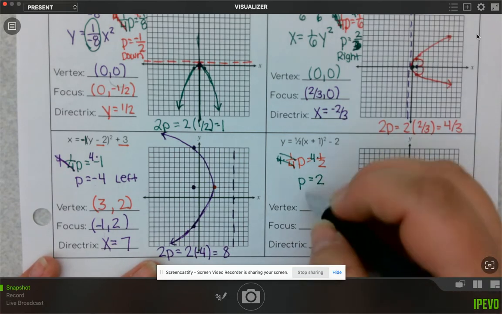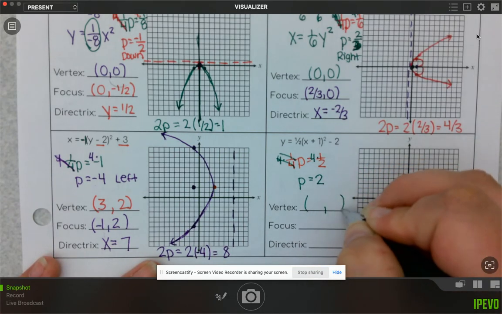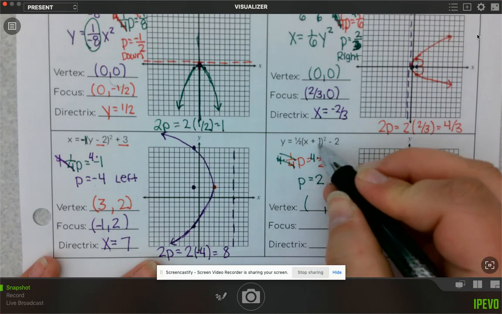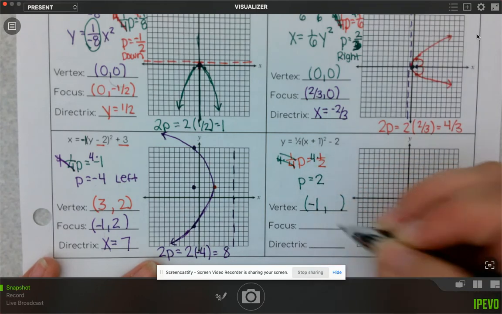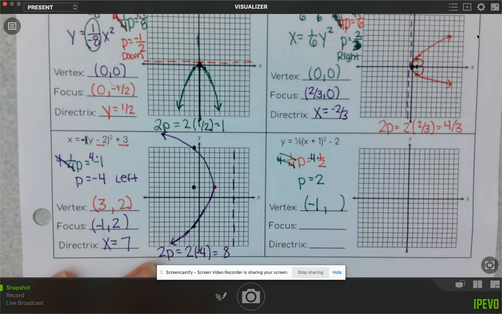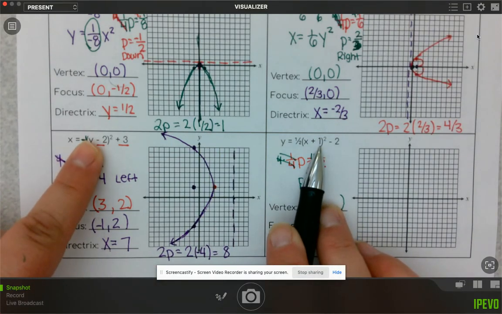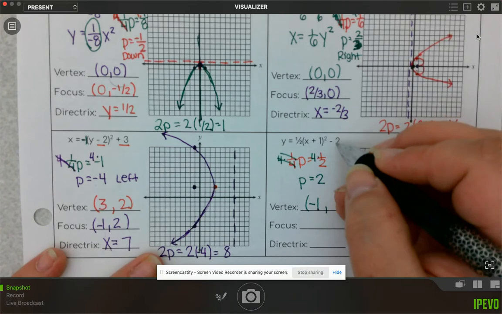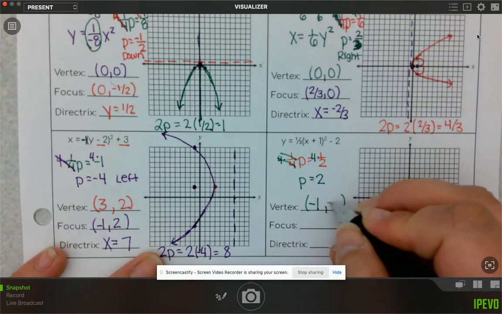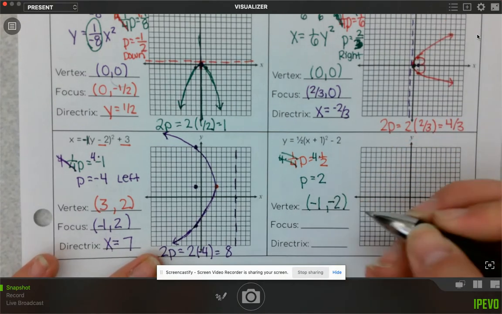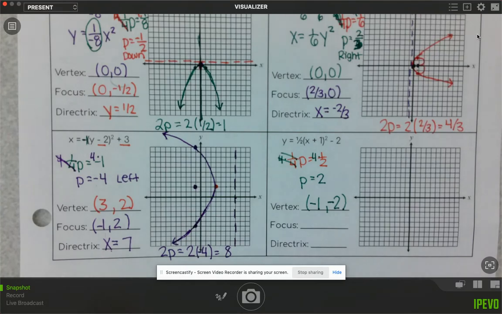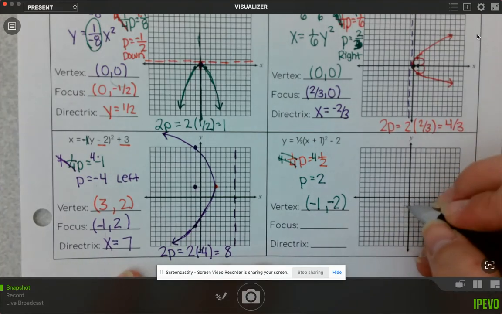My vertex, make sure you put x then y. The x part is going to be -1 because the part in parentheses always has to flip when it comes out. I just had to flip the y one over here because it was the one in parentheses. And then the last number is my y part. It doesn't need to flip because it's not in parentheses. So -1, -2 is my vertex.